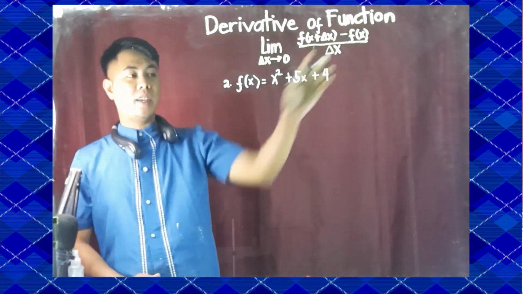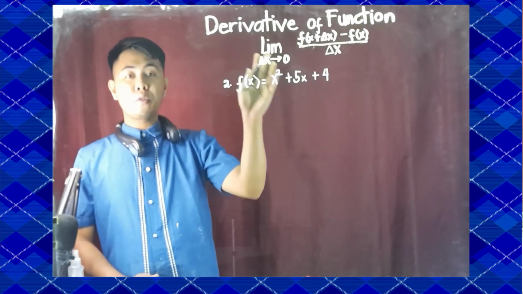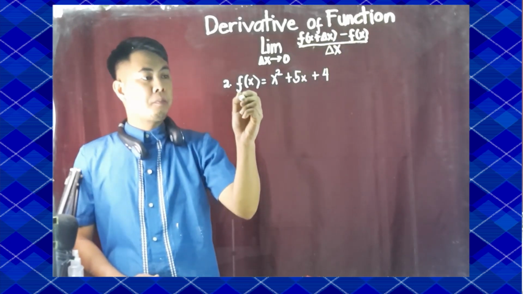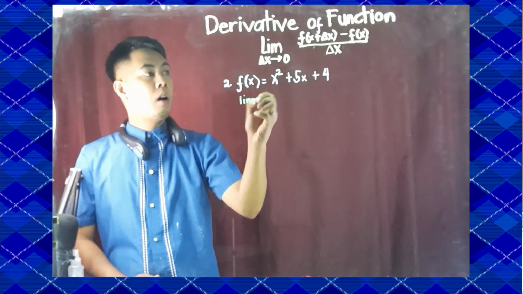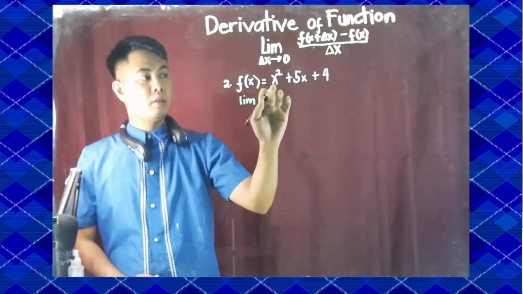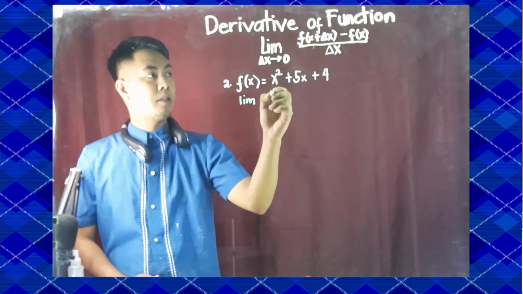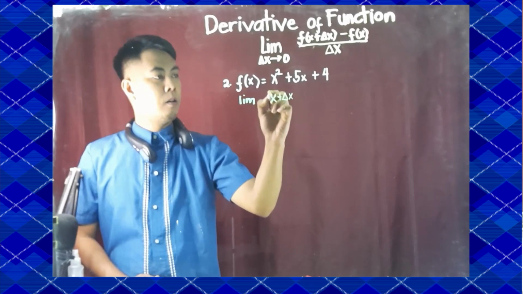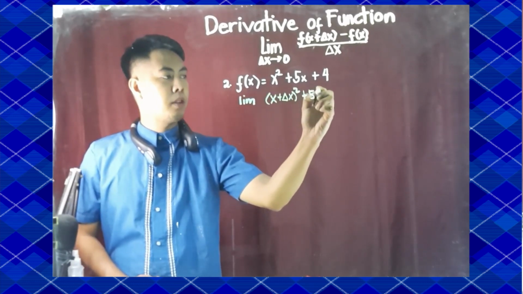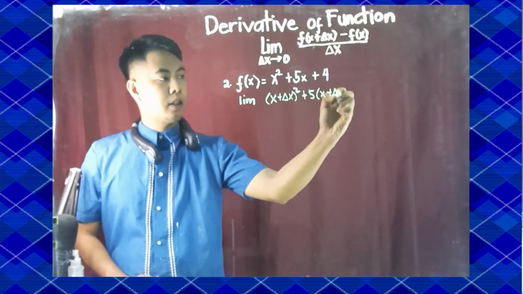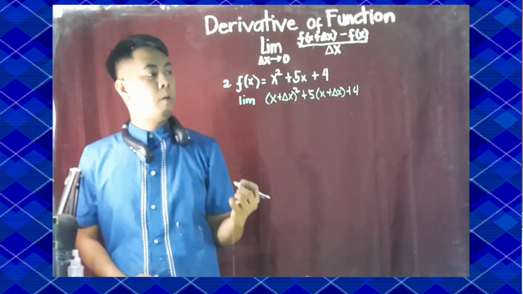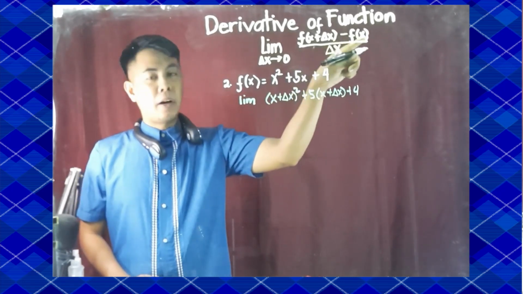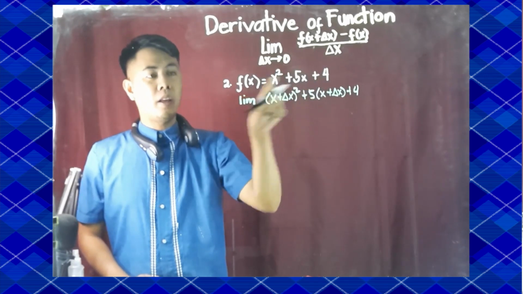So we're going to use this again. So first thing to do, we're going to evaluate the function where x will become x plus delta x. So the limit of the function, so x will become x plus delta x. So we have x plus delta x quantity squared plus 5 times x plus delta x plus 4. So we let x as x plus delta x minus f of x. So this is the given f of x.